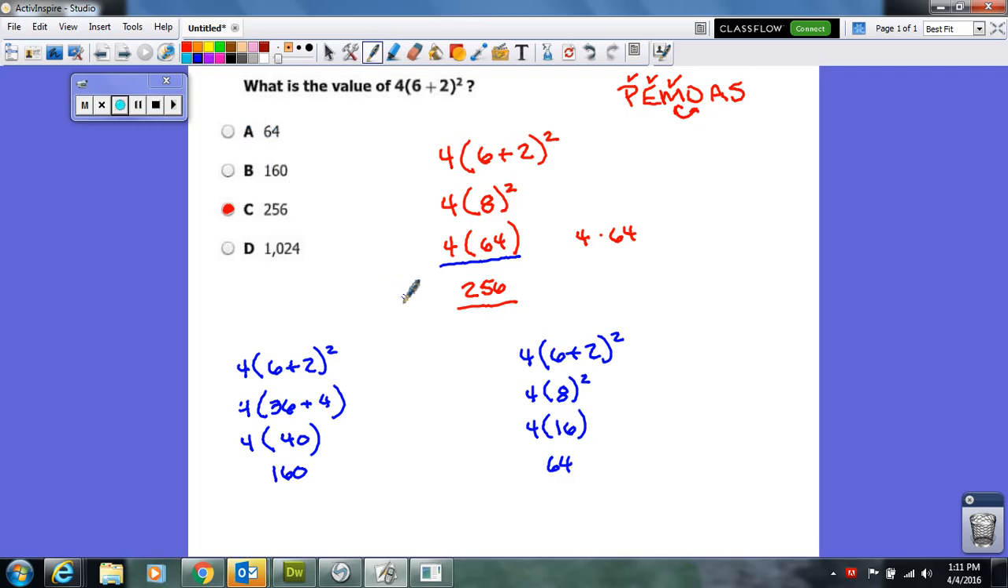So be very careful when you're doing a problem like this. You all know how to multiply, divide, add, and subtract. It's simply following the correct order using PEMDAS to get you to the correct answer.